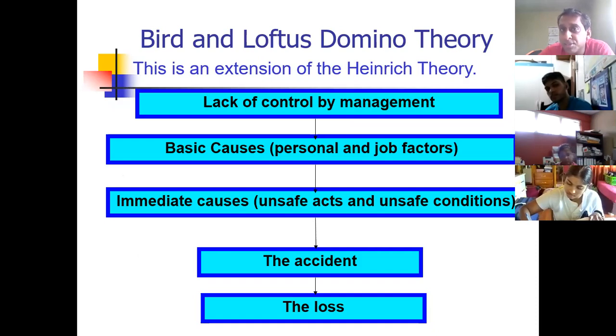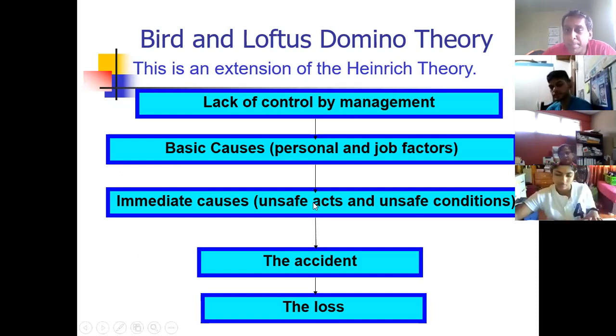Bird and Loftus were 2 psychologists around 1974 or 79, around there. They also put forward another theory. They amended Heinrich's theory and they put management to blame too. This was the first time that this was done. If an accident happened, they say the immediate causes could be attributed.